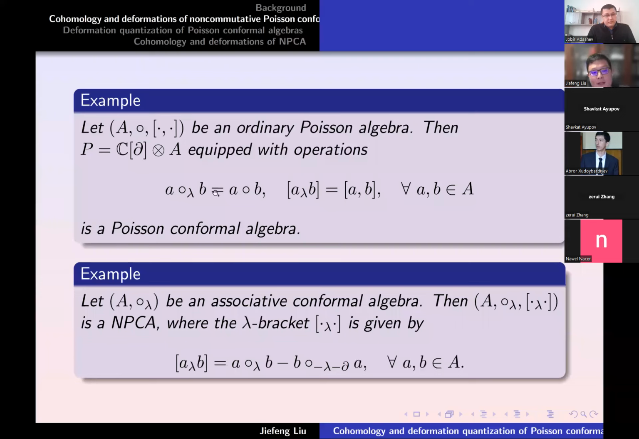The general formula for this λ-multiplication can be extended by the sesquilinear condition. This example for the classical case is well known, but for the conformal case it is also true. Let A be an associative conformal algebra. Then A is an NPCA, where the λ bracket is given in this way.